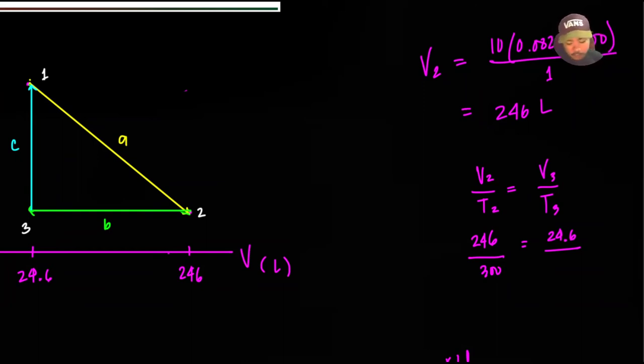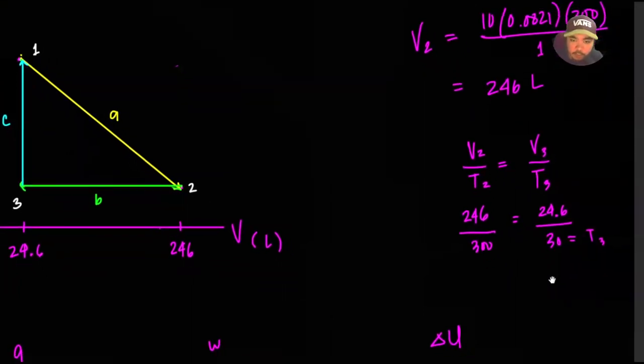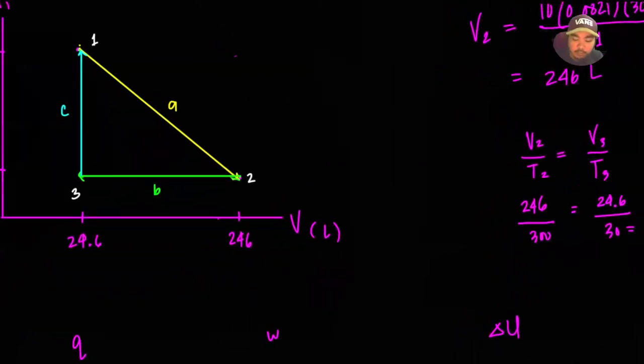Pwede naman siguro. 246 divided by 300. Tapos 24.6. Hindi pala. Sorry. T3 is 24.6 times 300 divided by 30 dapat. Tama ba? 30 dapat to. So T3 is equal to 30. Tama ba? 30 din na solve nyo. So, ang mangyayari dito is, this is T equals 30 na isotherm. 29.96. Okay lang yun. Nag-round off kasi ako, Joanna, no? So, 30 is good enough. Thank you, Joanna. Okay. That's good.